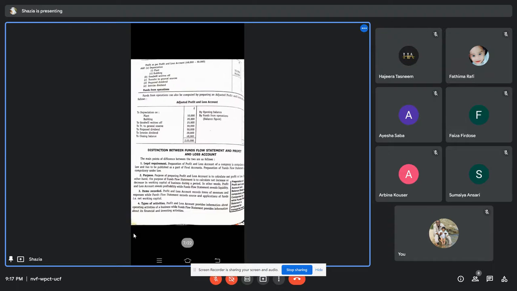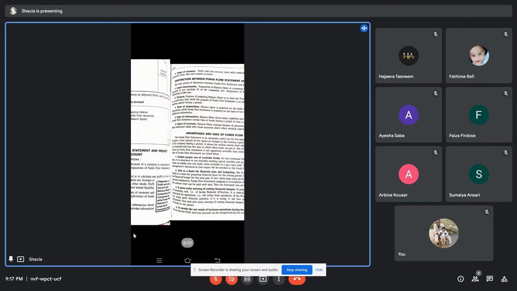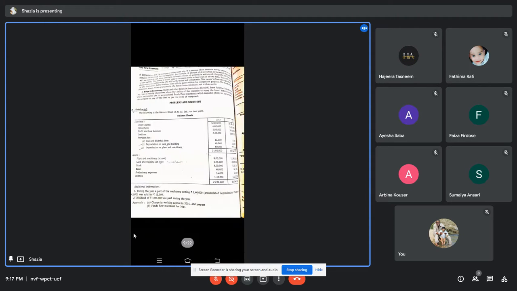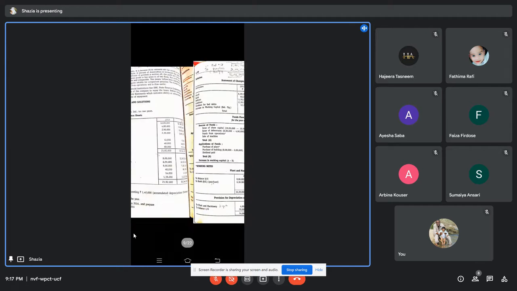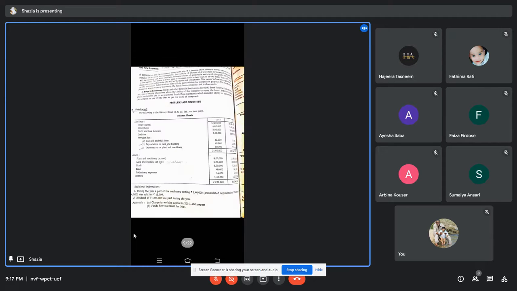First you write down the formats and keep them. We will start with the solutions, most likely from tomorrow itself. I'll start from problem number 4.1. Your actual problems will start from here. It's easy, there is nothing to worry about. This chapter is easy, but you should know the three formats.